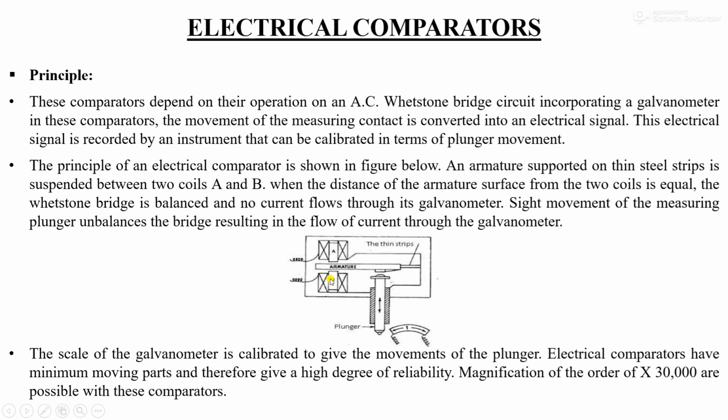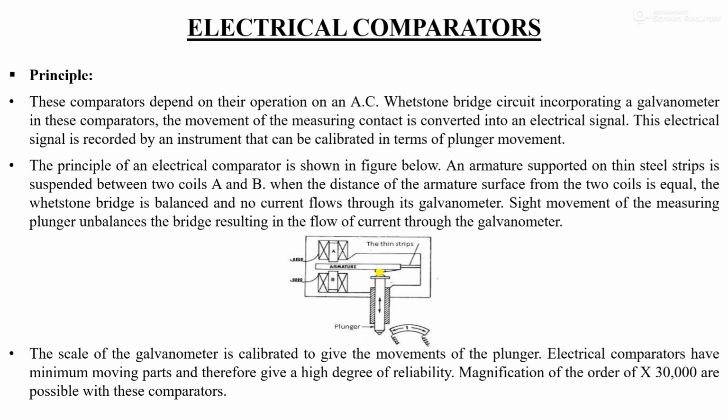Now if the distance of the armature surface from both these coils is equal, then the Wheatstone bridge is balanced, and there is no current flowing through the galvanometer.